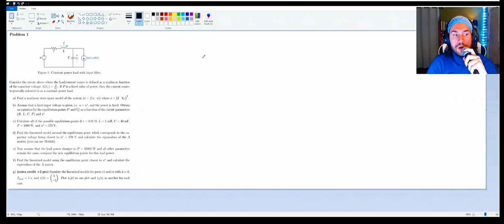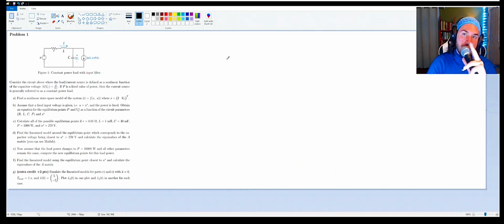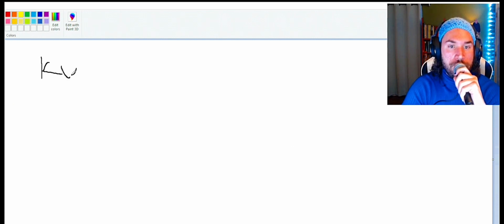So with problem number 1, the first thing it's asking is to find a nonlinear state space model of the system x dot equals f of x, u, where x is equal to [i, vc] to the power of T. We need to use two things for this: Kirchhoff's voltage law and Kirchhoff's current law. So for problem 1, we need to use the voltage law. It's going to look like this.